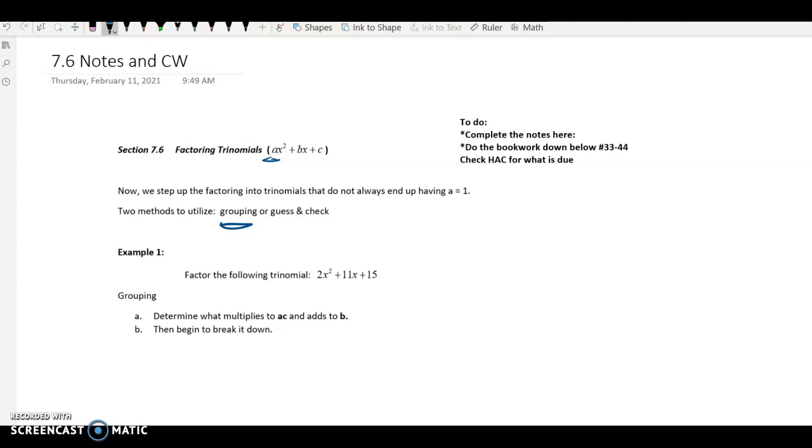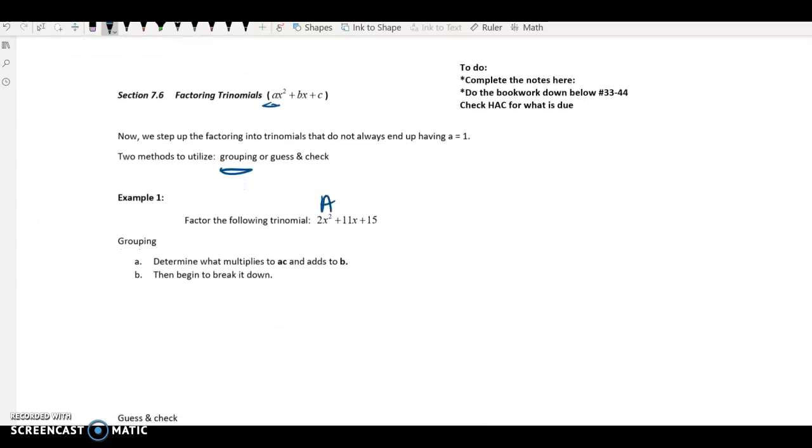Main idea here is factoring the trinomial 2x squared plus 11x plus 15. So your goal, if this is a, b, and c, is to decide what multiplies to give you AC and adds to B. Same as last time. What multiplies to give you AC adds to give you B. So I know 2 times 15 is 30. Factors of 30 are going to be 1 times 30, we've got 2 and 15, we've got 3 and 10, we've got 6 and 5. So what adds to give me positive 11 is going to be that 5 and 6.